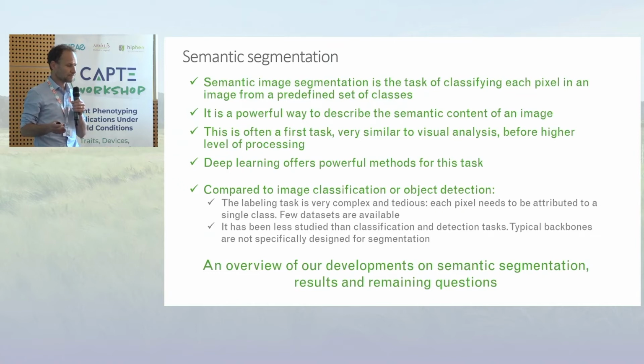Then, compared with other deep learning tasks, such as image classification or object detection, as we have seen with Etienne, where we want to identify objects in the image, the labeling task is very complex. When you want to train a model, you have to paint each pixel of the image and allocate it to one class. So it's very long compared to just drawing boxes around ears or objects. I have nothing against Etienne, but it's more difficult for the labeling task.